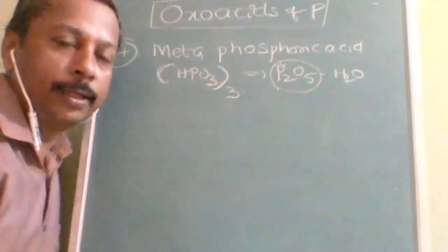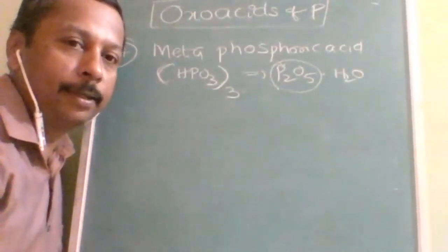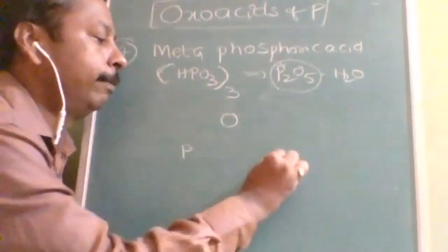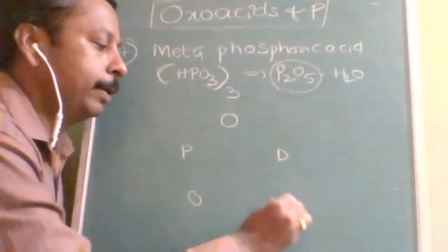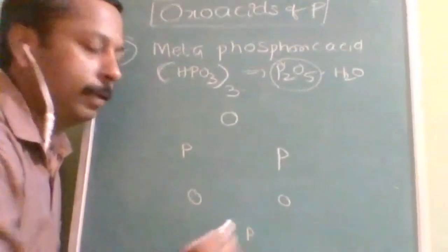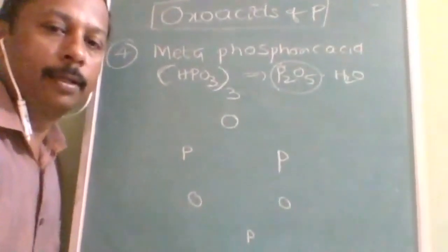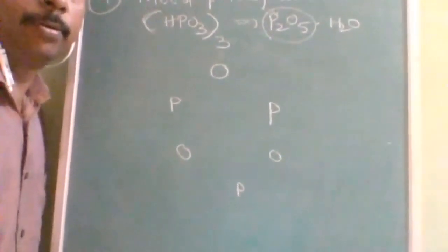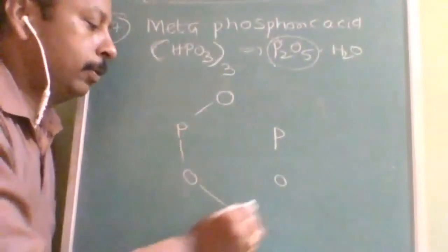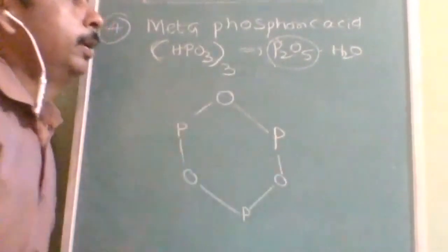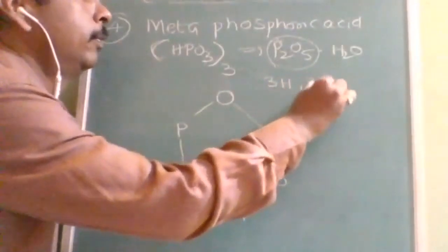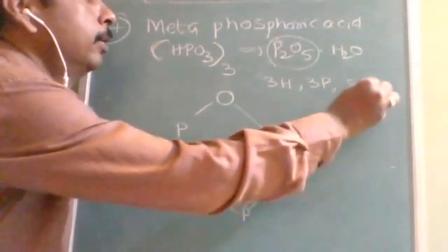I will tell you the technique, trick, easy method to draw the structure. Okay, first you make a beautiful benzene, but for this benzene, don't use carbon, use phosphorus and oxygen alternatively. Now is it understood? Next. So we got how many? 3 hydrogens, 3 phosphorus, and 9 oxygens.